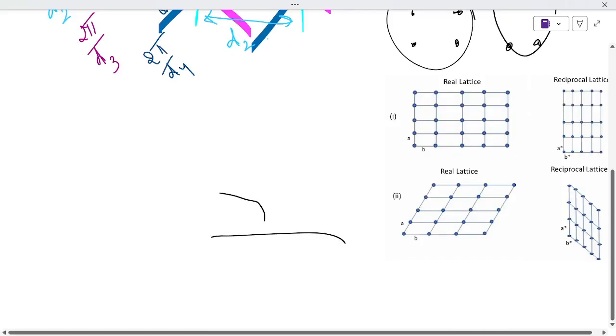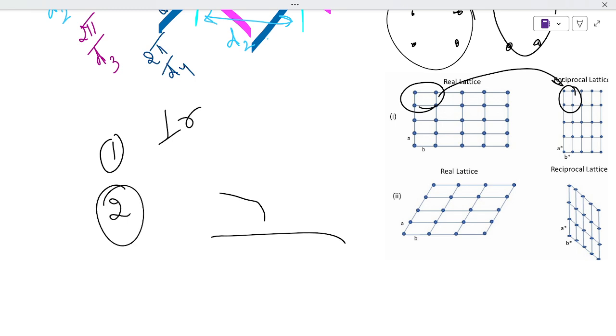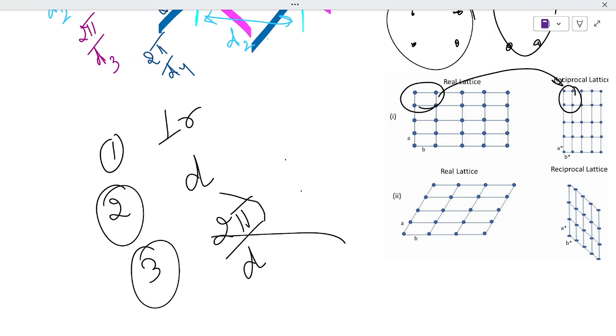So here is the one unit cell that I have just drawn, and the reciprocal lattice is of this shape. So that means there are 3 steps that we have to follow. First, draw a perpendicular to all sets of planes. Second, calculate d for all sets of planes. And third, mark a point at a distance of 2 pi by d, and that collection of points will give you the reciprocal lattice.